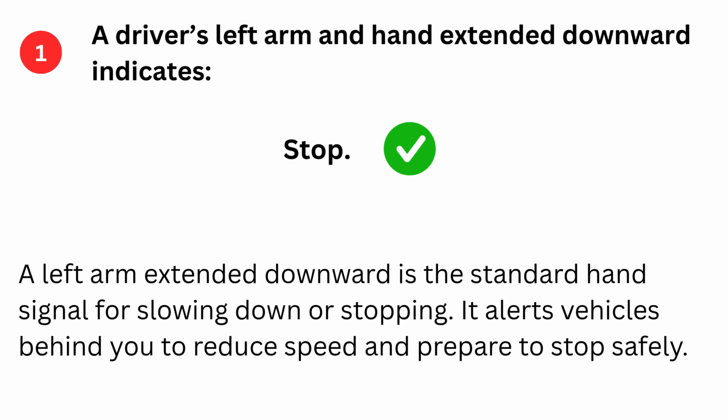Stop. A left arm extended downward is the standard hand signal for slowing down or stopping. It alerts vehicles behind you to reduce speed and prepare to stop safely.